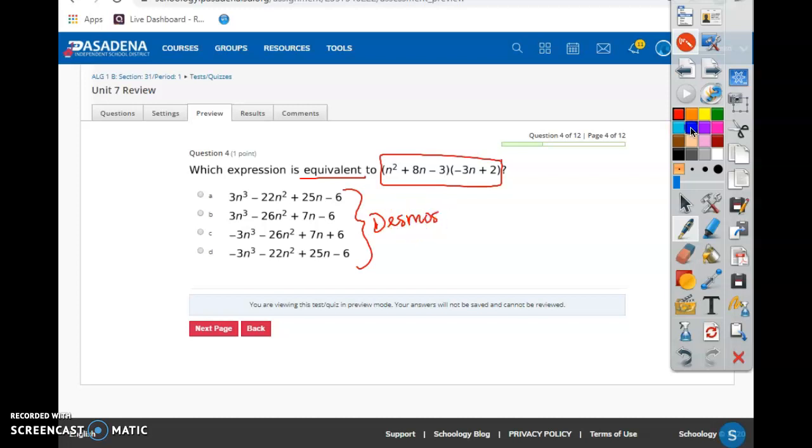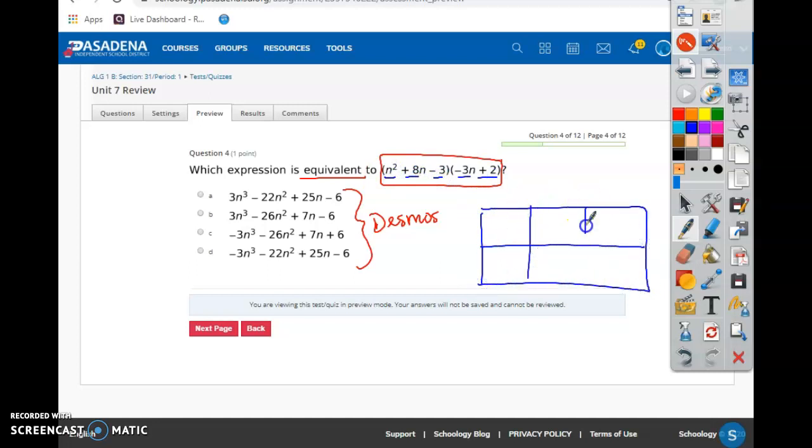All right? If you want to do it by hand, this is a 2 by 3. 1, 2, 3. So you would do the box that's a 2 by 3. Okay? The side with two things, you would put this, negative 3n plus 2, and on the top you would put the one with three things, which is n squared plus 8n minus 3. And you remember that the diagonals, you're going to have to add those. Okay? So pause the video and work on that one right now.